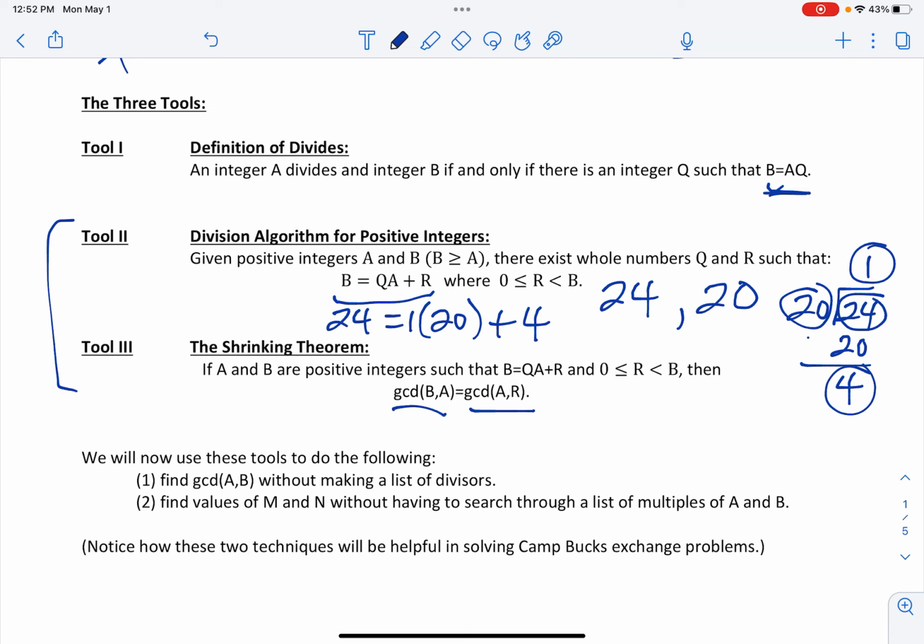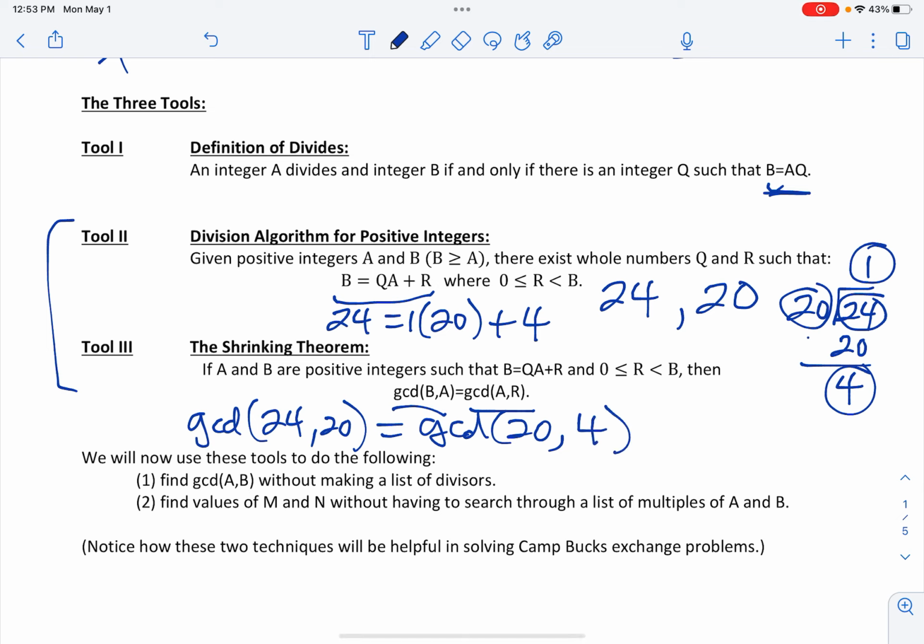There's the B, the A, the Q, and the R. Now what the shrinking theorem says is that if I'm trying to think of the GCD of 24 and 20, that's going to equal the GCD of the smaller one, 20, and the new remainder, 4. So it's a way to shrink down the numbers so that you can get the greatest common divisor of two numbers. You could keep doing that process to find the GCD of the original two numbers. And that's what we'll be doing in this section.